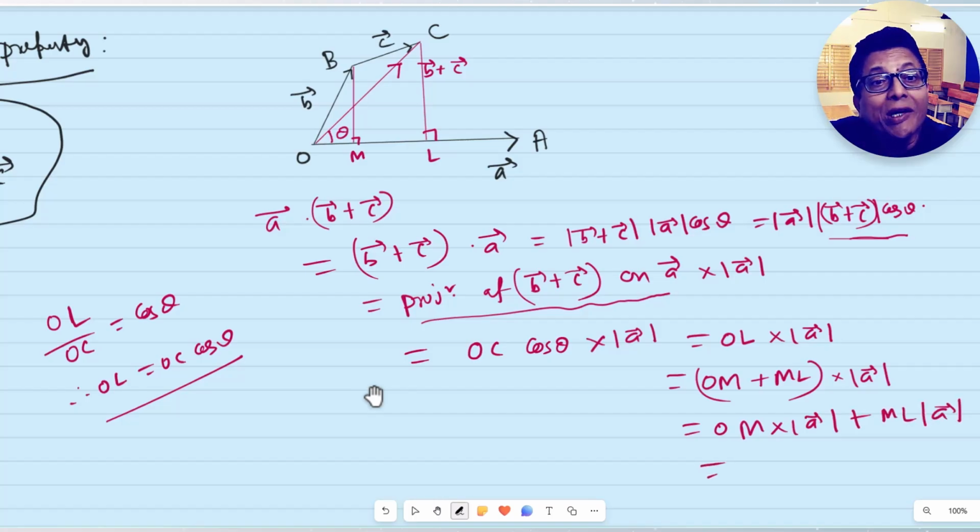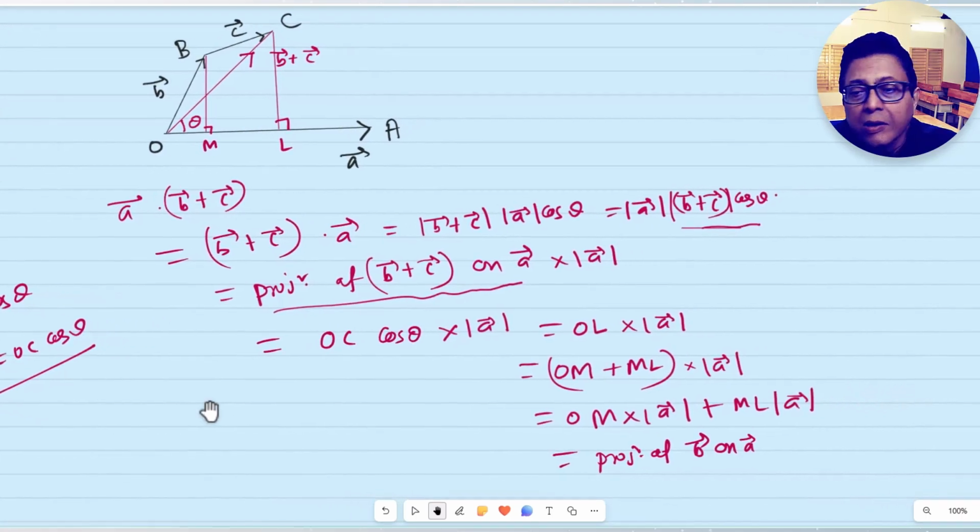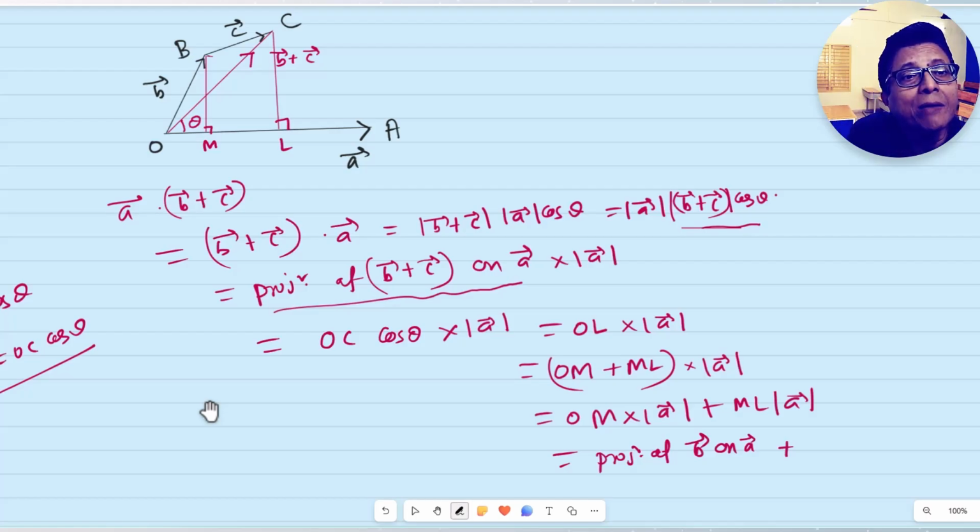What is OM? You can see this B vector is there. OM is going to be the projection of B on A. This is projection of B on A plus ML into A. ML is what? ML is going to be the projection of C on A.